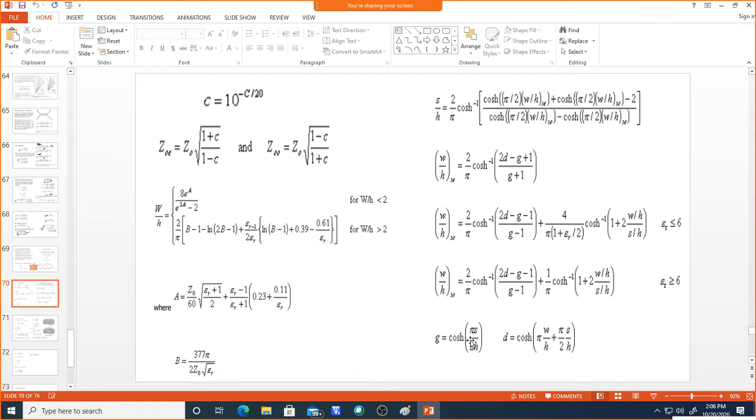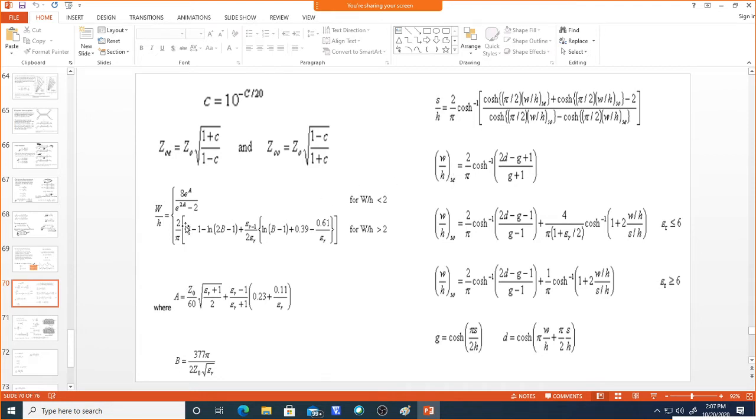If you want to find W by H for even and odd mode, you need to know S by H. Since these are two coupled equations, you need to write a program and optimize it. You can also make use of the graphical method. For S by H and W by H, for a particular value of dielectric constant, there will be a graph. Using those graphs you can find, for particular odd mode and even mode impedances, what the S by H and W by H are.